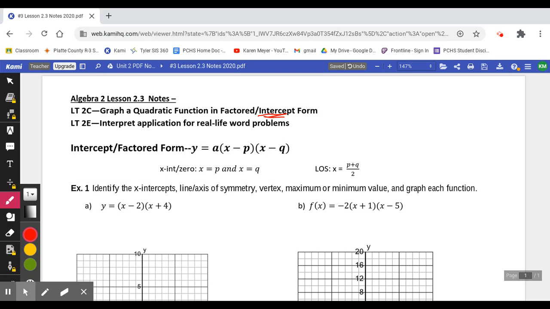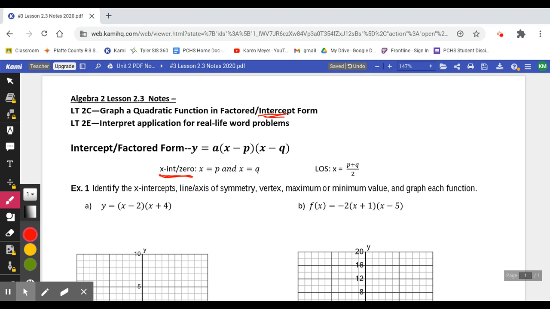Y equals a parentheses x minus p, and in my other parentheses, x minus q. The x-intercepts are going to be the letter P and the letter Q. Now, another word for x-intercepts is also zeros. So if anybody says, tell me the zeros, that just means tell me the x-intercepts.